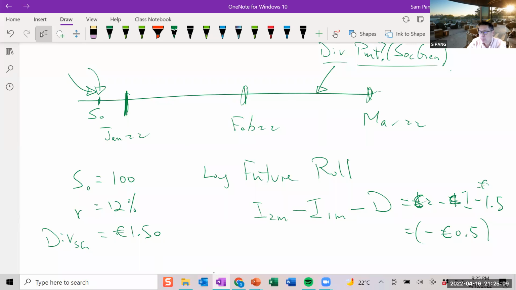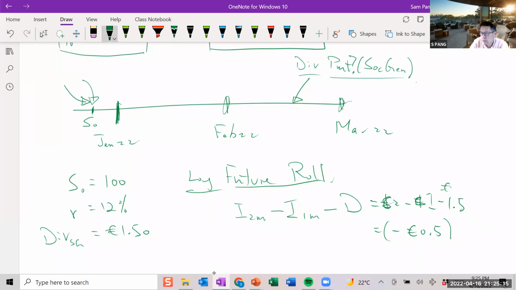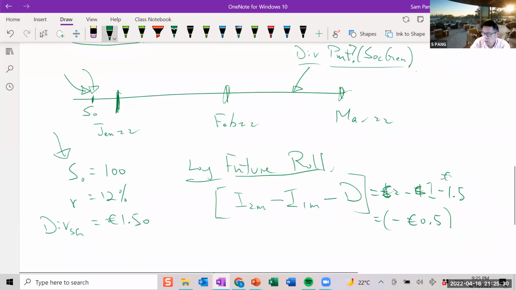Now, here's the funny thing. When you are long the futures roll, you don't really care about S, the spot price, because the spot price is not even in your formula. It doesn't matter whether S goes through the sky or it crashes to the basement. What you are trading principally is this.